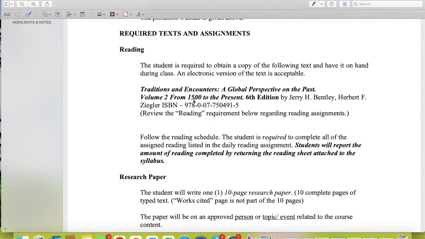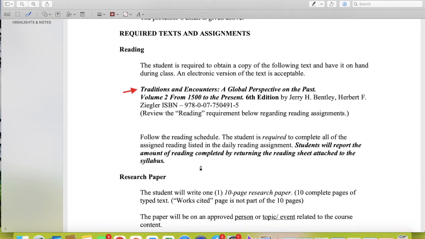Okay, so you have one textbook right here. It is Traditions and Encounters, Global Perspective on the Past, Volume 2 from 1500 to present, 6th edition. It's basically the second half of the book that we had for World History 1. So make sure you get that textbook and read that. Follow the reading schedule. The student is required to complete all the assigned reading. Students will report the amount of reading completed by returning the reading sheet attached to the syllabus.